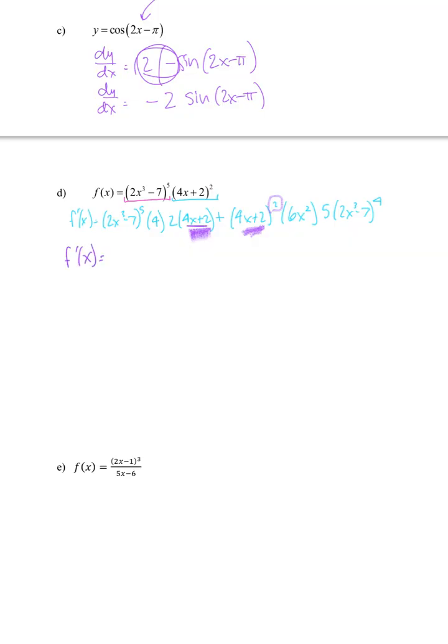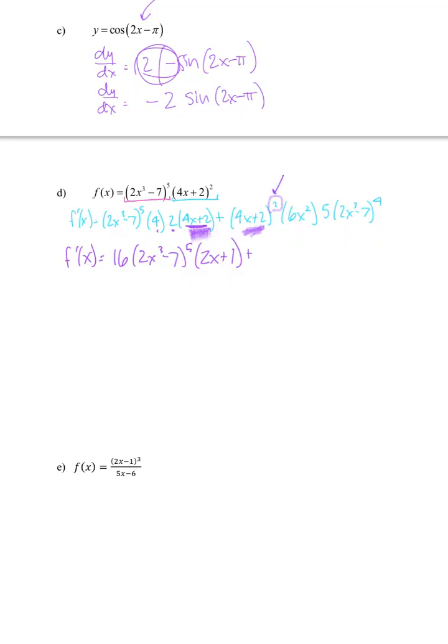I'm going to take a 2 out of here, which multiplies with this 2 and with this 4, giving me 16, (2x^3 - 7)^5. And since I took a 2 out of that parentheses, I now have (2x + 1). Now let's take a look at the other side.